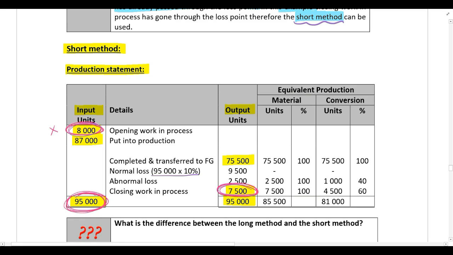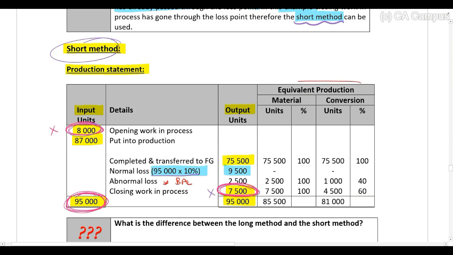The same thing. The whole reason why we're allowed to use the short method is because closing work in process has been through the loss point. So because closing work in process goes through the loss point in the current period, do not exclude closing work in process from the calculation. When we calculate our normal loss, it's based on the total 95,000 times 10%. And my abnormal loss is just the balancing figure.